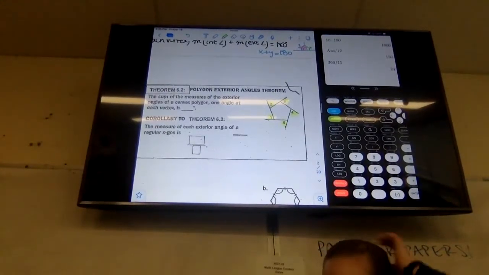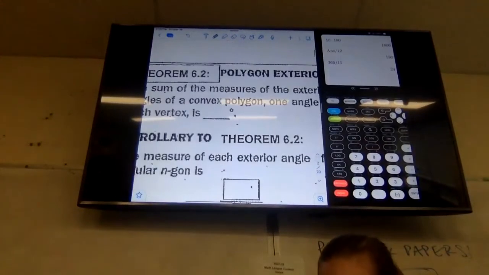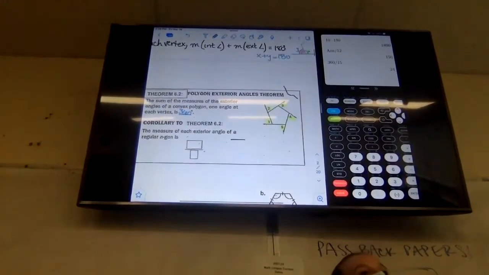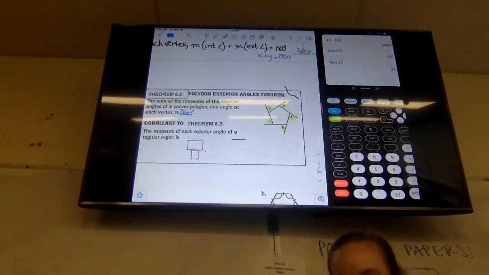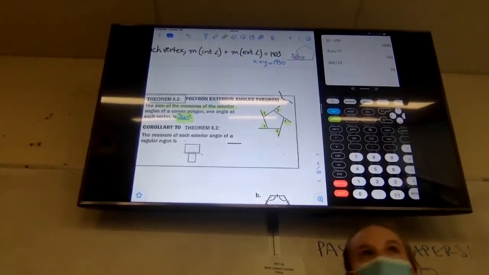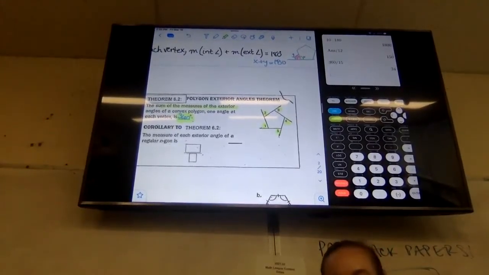The sum of the measure of the exterior angles of a polygon is always, always, always 360. No matter what shape, no matter how many sides, no matter how many angles, the sum of the exterior angles is always 360. If I add up angles 1, 2, 3, 4, and 5, it will equal 360 for any shape. Any shape? Any shape. A 12-sided shape, a 4-sided shape, a 22-sided shape. All of them will add up to 360.